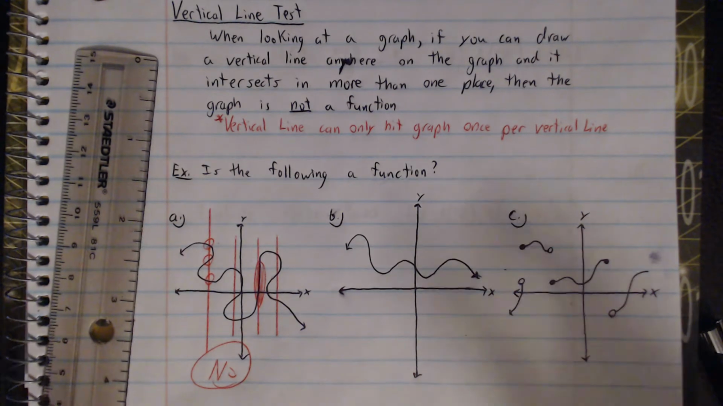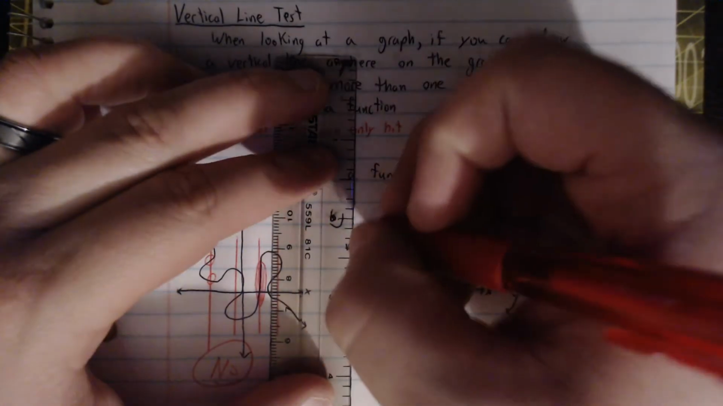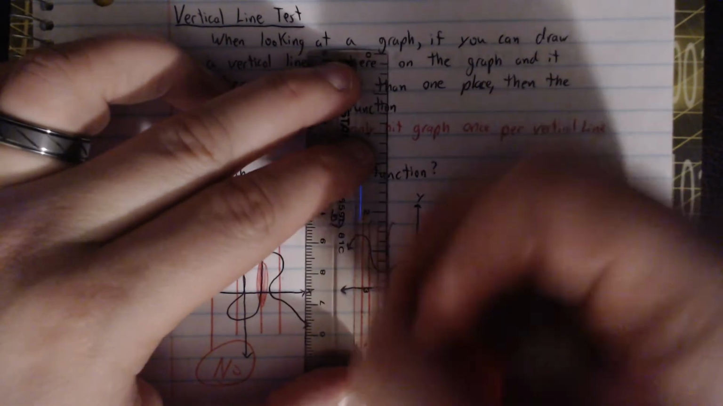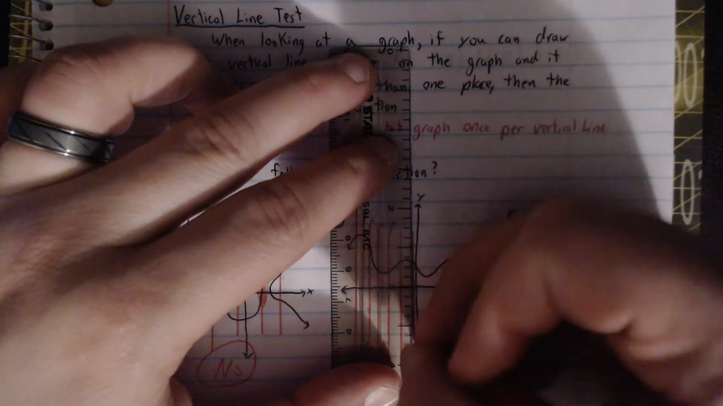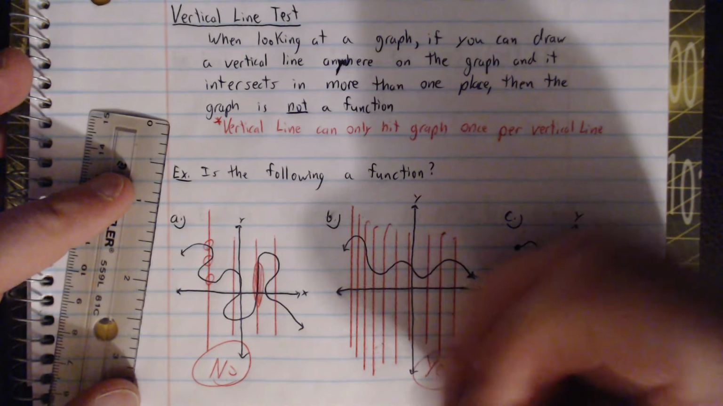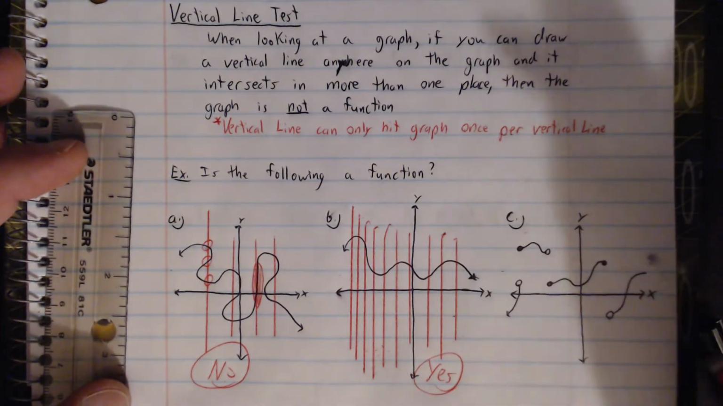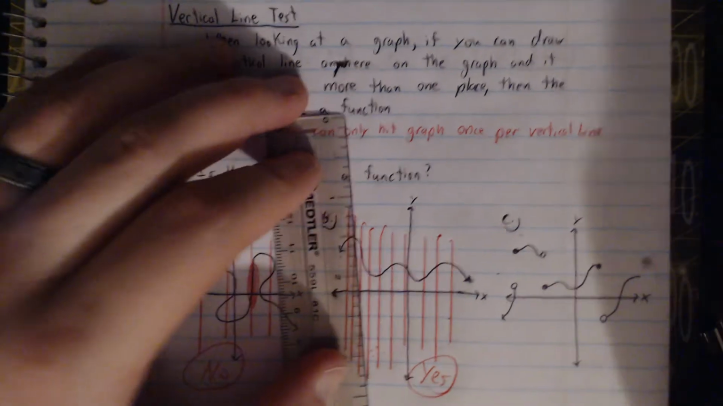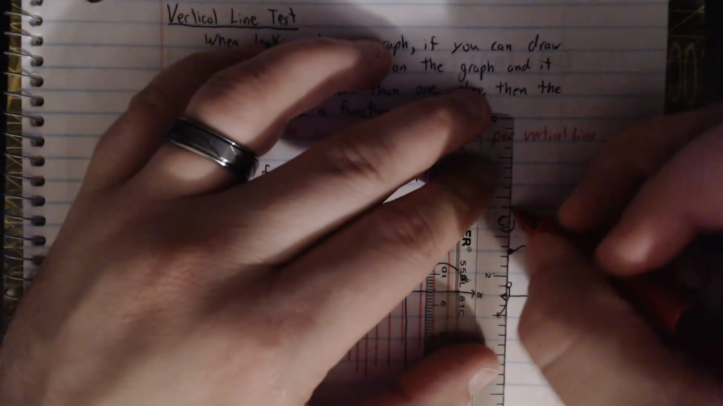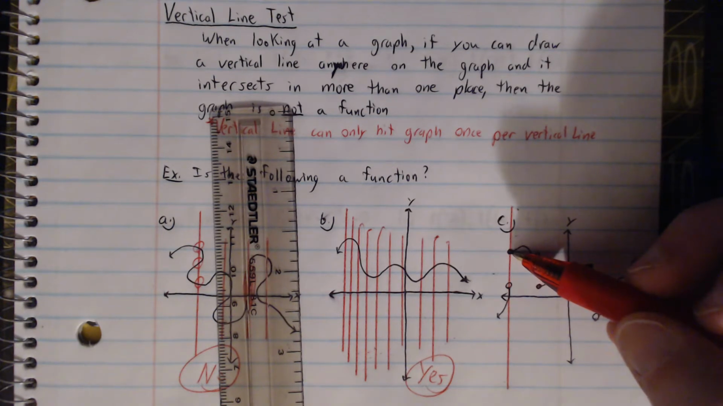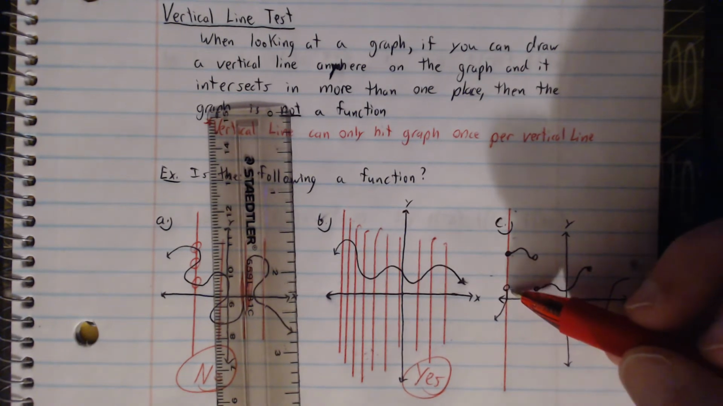Okay. Second problem, right here, doesn't matter how many times I draw lines. These vertical lines are only hitting once every time. So this particular function, we would say, yes, this relation is a function. It's only hitting once per vertical line. Then we get some pretty crazy looking graphs, right? If I was to look at this one, now I'm noticing, well, it's hitting once here where that's included because it's filled in, and then it's going through this empty spot.